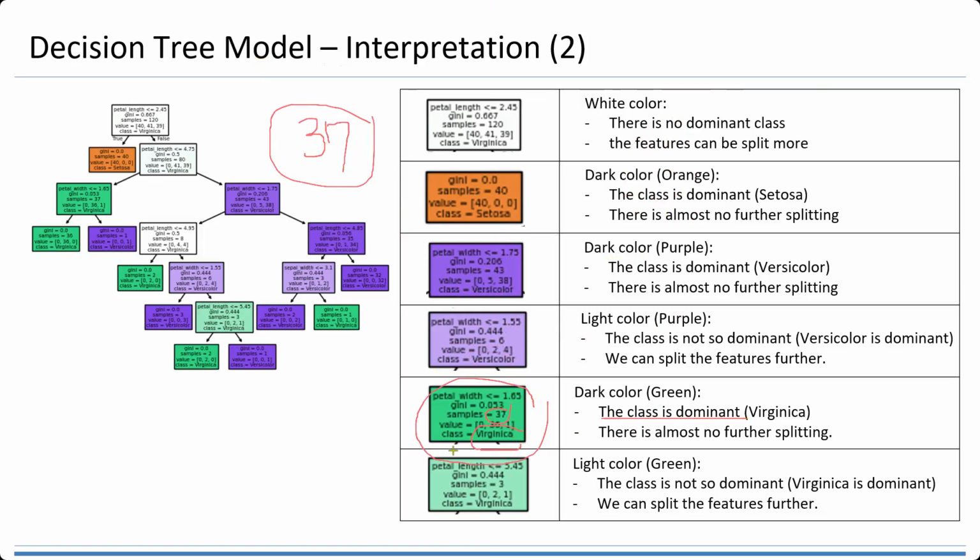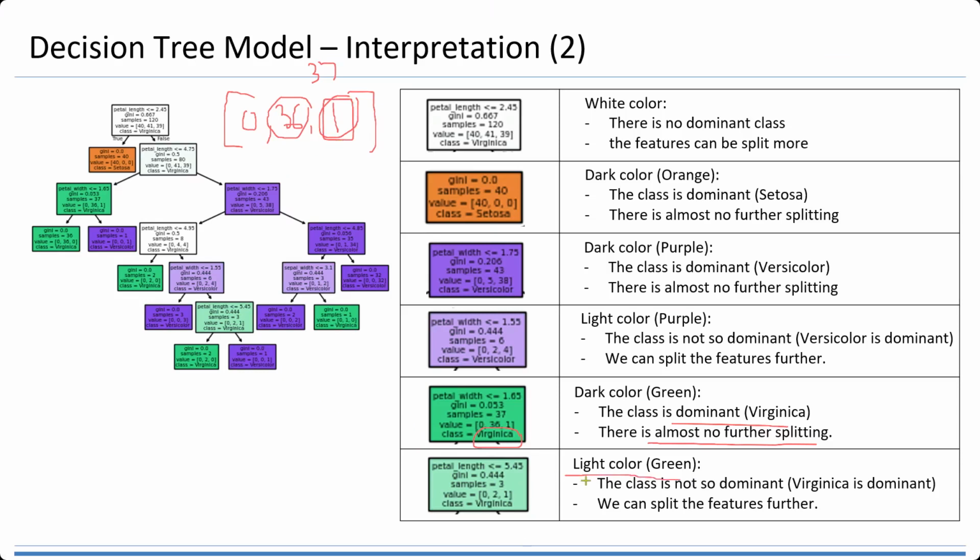Among the 37 data, 36 data, okay, 0, 36, and 1. So among 37 data, 36 of them belong to Virginica, and 1 of them belongs to versicolor. And this is dominant on the Virginica. There is almost no further splitting. So we have only 1. We cannot split anymore because it is only 1.